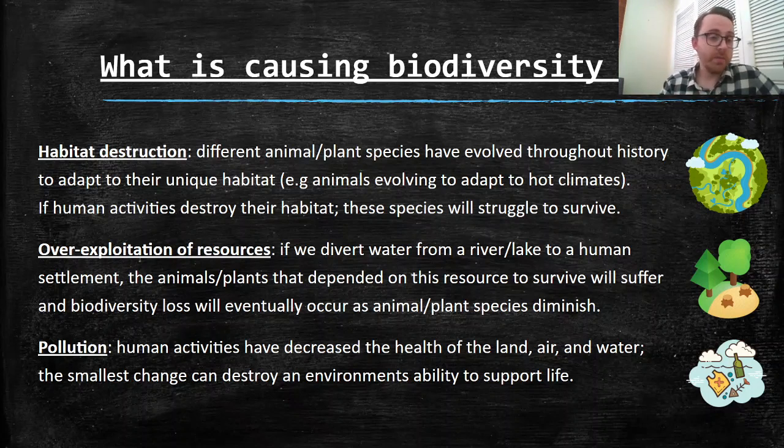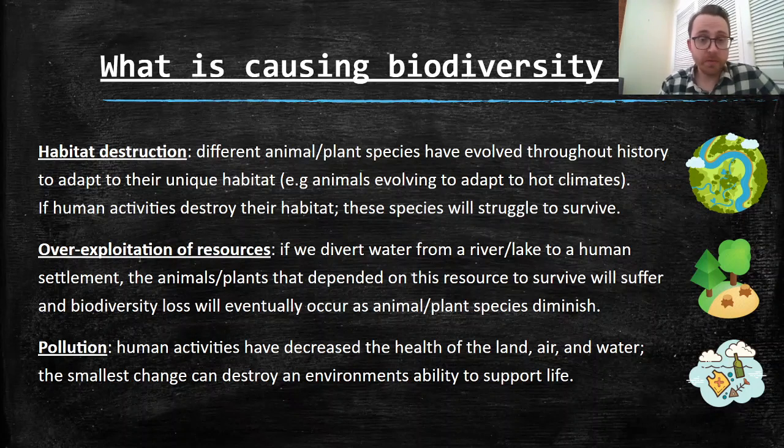However, if human activities destroy their habitats, those species will struggle to survive because they don't have another 1,000 years to be like, oh, hold on, I'm moving to the tundra because you've destroyed my habitat. Okay, cool, I'll go change myself to survive in cold weather. Can't do that. Another reason that we are seeing biodiversity loss is over-exploitation of resources.